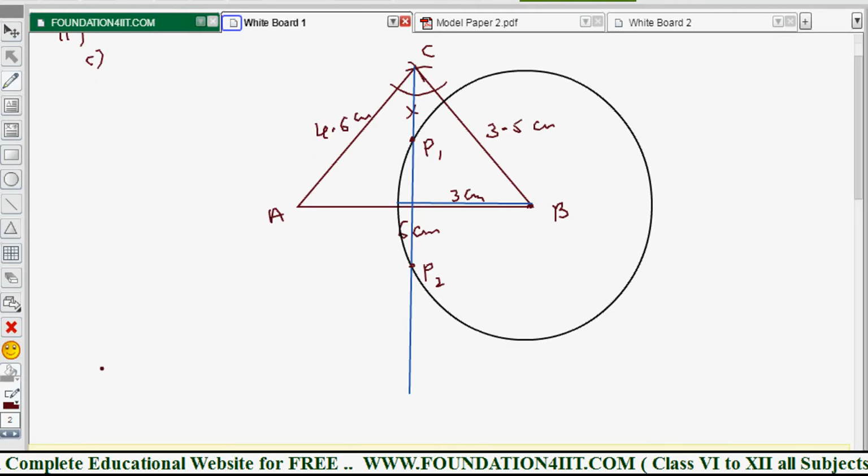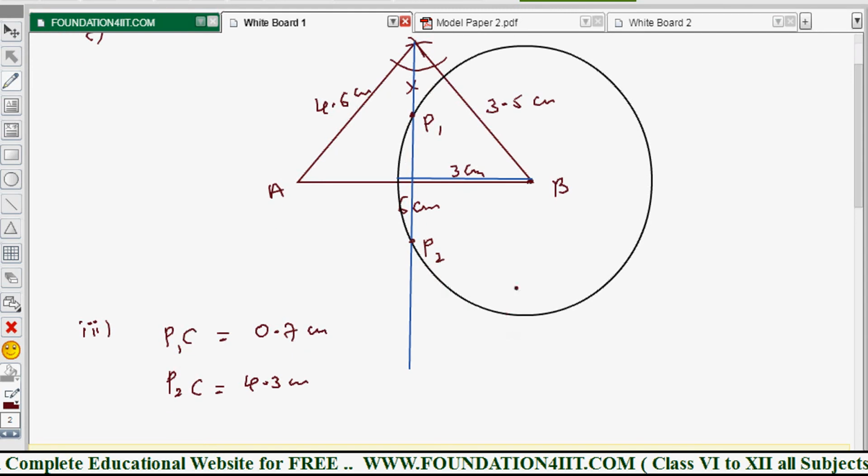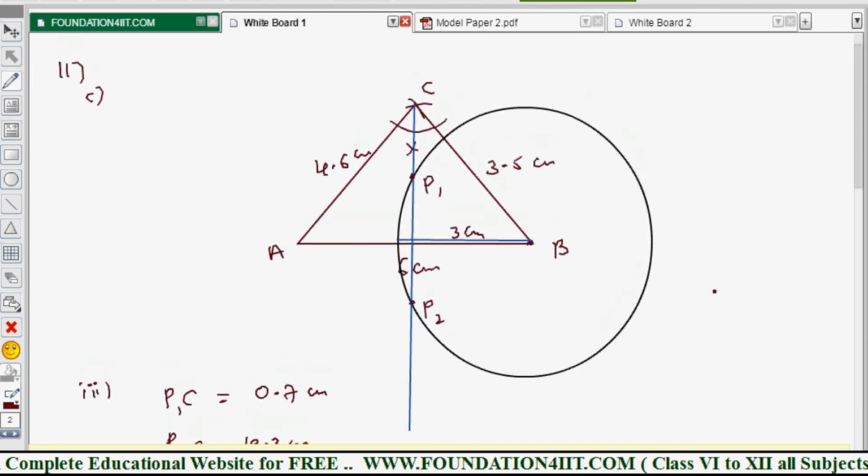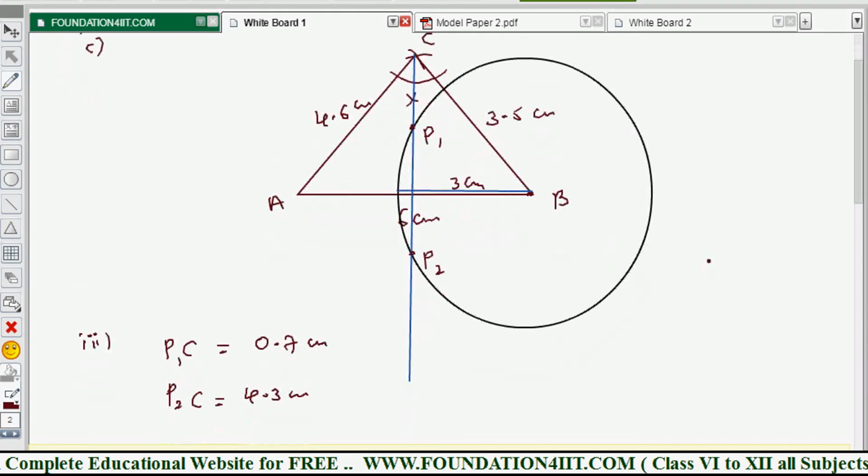So if you do it accurately, I have done the constructions. Then measure P1C and P2C. I did it roughly, and approximately I got some values. According to this question, you get answers like this: P1C is 0.7 centimeters, and P2C is 4.3 centimeters. These are the measurements if you take them accurately. This is the way to do this locus, and you can see the construction videos separately from the same channel.